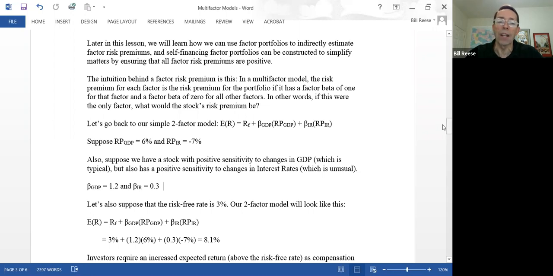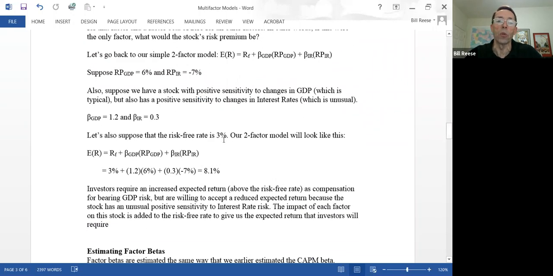So if we want to calculate the expected return on this two-factor model, it's really not that difficult. It's very similar to the CAPM. We say the expected return is equal to the risk-free rate, which is the current risk-free rate, 3%, plus your sensitivity to changes in GDP multiplied by the risk premium for GDP, plus your sensitivity to changes in interest rates multiplied by your risk premium for interest rates.